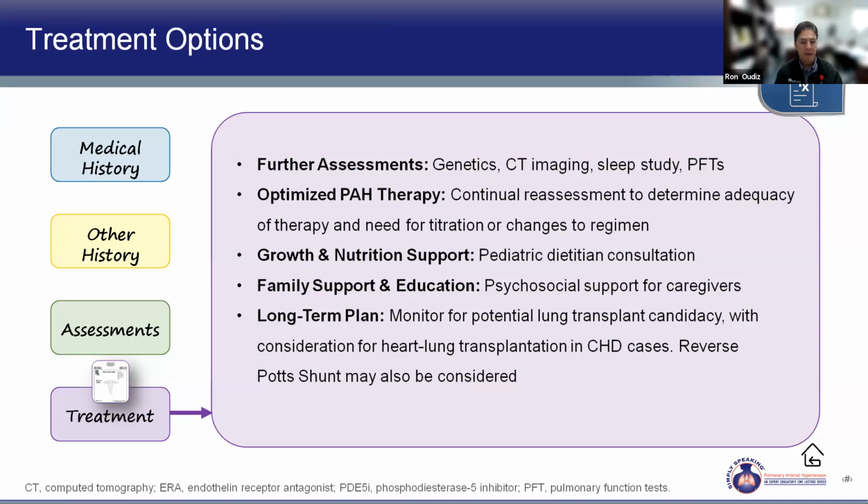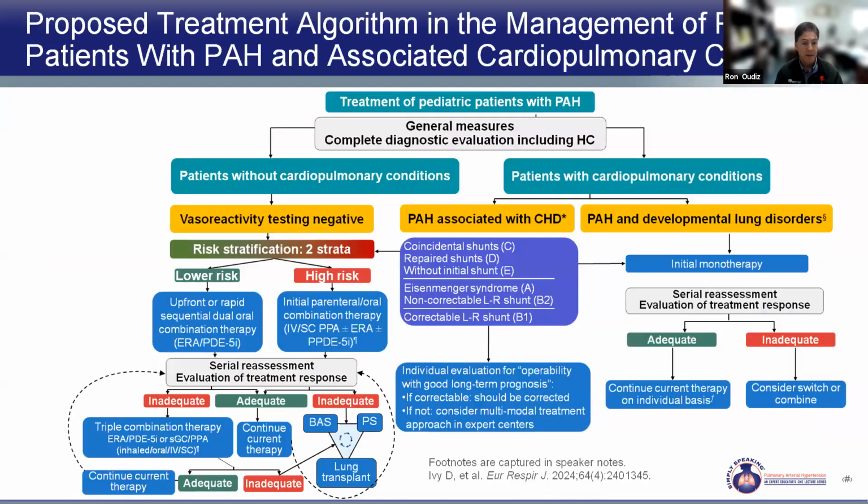Genetics and CT imaging, sleep studies, PFTs are recommended for these patients. Continual reassessment, of course, like we do for adults. Growth and nutrition support has obviously been initiated and important for these patients, as well as the psychosocial support for the patient's family and caregivers. And then a long-term plan for these kids often is lung transplant if they're candidates. Reverse Potts shunts may also be considered. That really should be left up to the team with the expertise in how to do those surgeries.